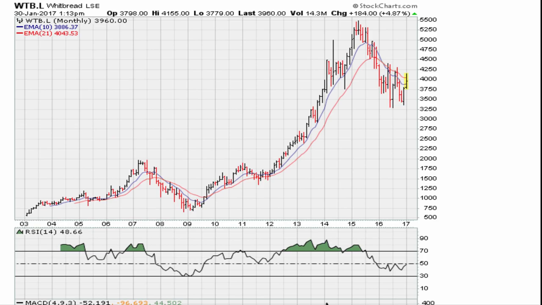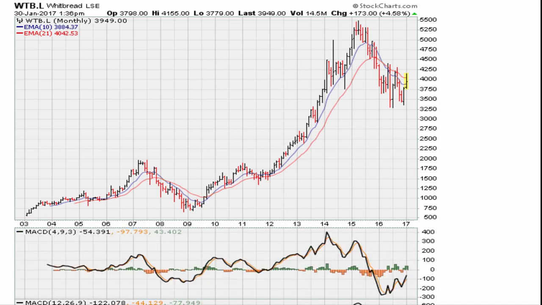So what I'm going to do is I'm going to remove the RSI for now. So give me a second. All right, so here are the MACDs. So what we're going to do is try and keep it simple.